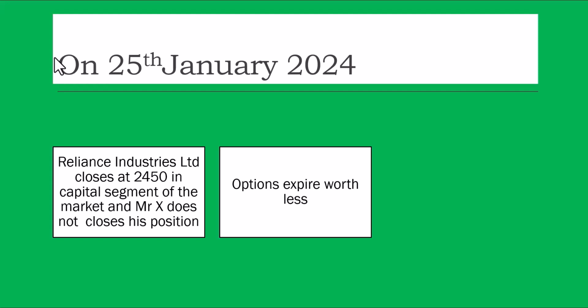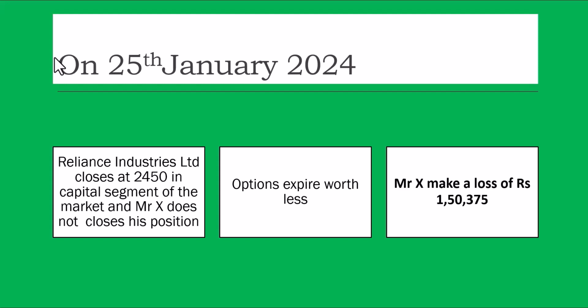So his option expires worthless. So in this case, there is no physical delivery. Only in the money options attract physical delivery. If your option is in the money, then only the physical delivery happens. Here, because the stock has fallen, the person who has taken a long call loses his premium and the premium becomes the profit of the call writer. So the matter is over. X makes a loss of 1,50,000.